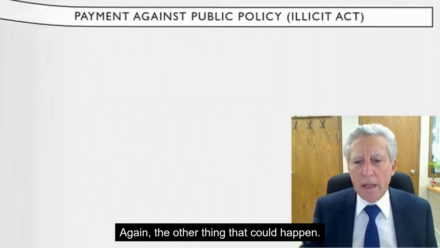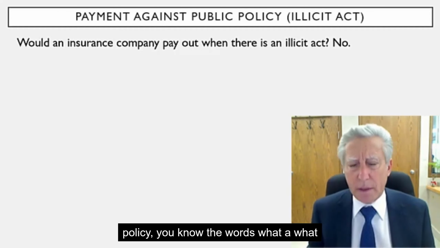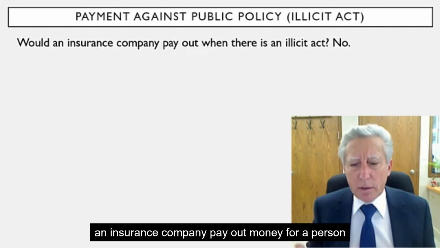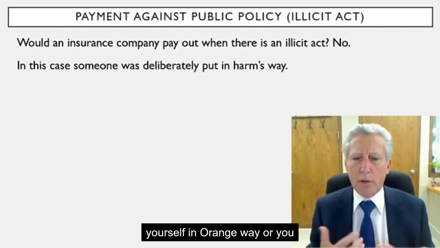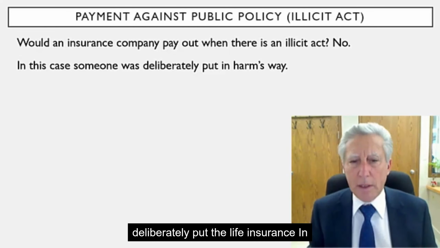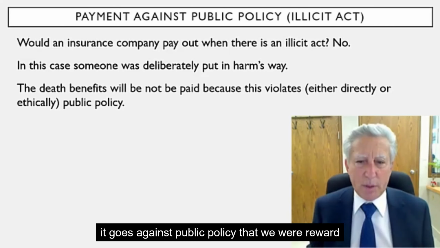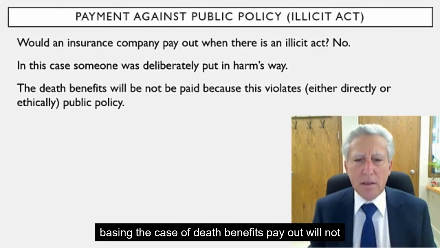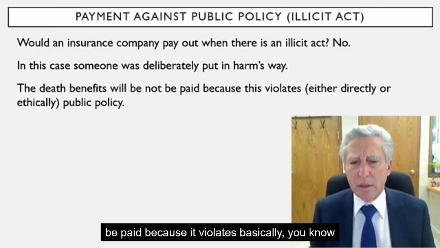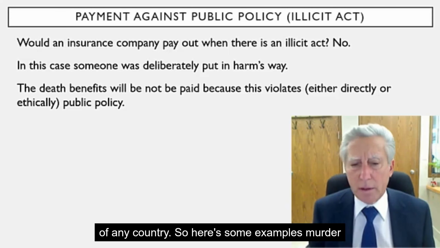Okay. Again, the other thing that could happen is what we call payment against public policy. In other words, would an insurance company pay out money for a person committing an illicit act? In other words, you deliberately put yourself in harm's way, or you deliberately put the life insured in harm's way and cause their death. Obviously, it goes against public policy that we will reward you for committing an illicit act, okay? So basically, in the case of death benefits, the payout will not be paid because it violates, directly or indirectly, the ethical policy of any country.